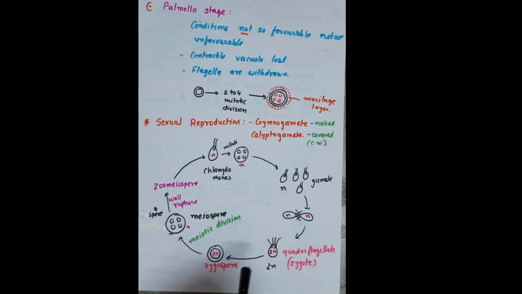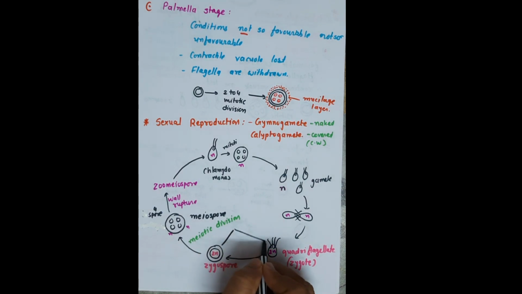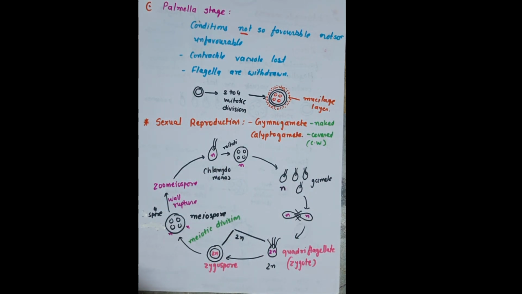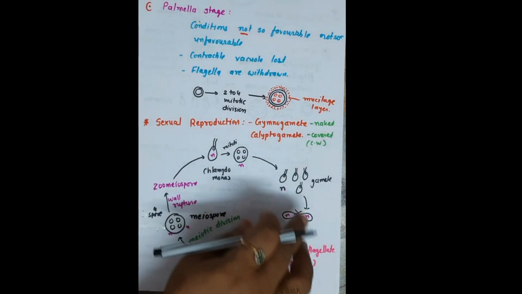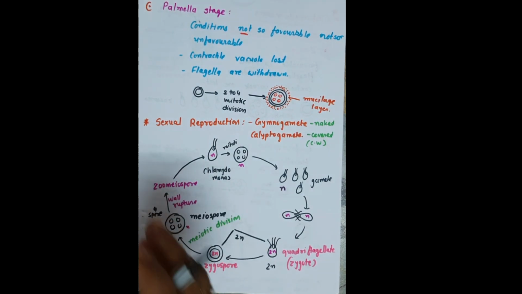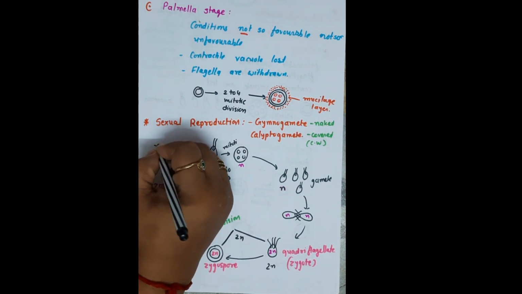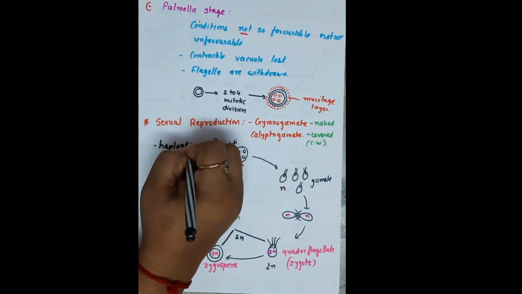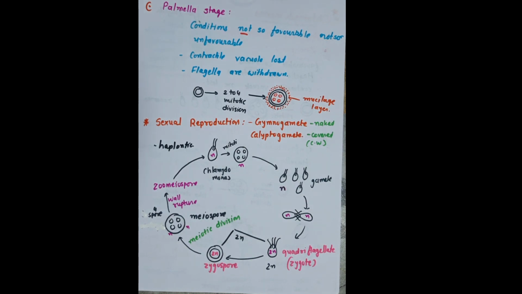So again you can see here that only this phase is diploid, but the remaining are haploid, that is in N form. N means haploid and 2N means diploid. So in its life, the majority of phases are in the N condition. That's why this type of life cycle is known as a haplontic life cycle. What is it called? Haplontic life cycle.